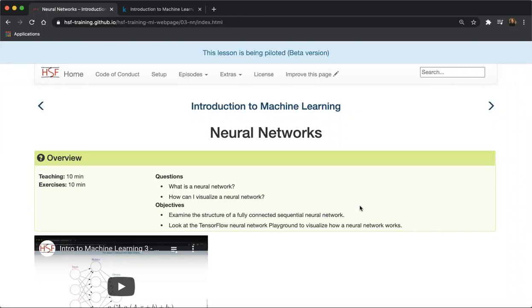We've just discussed in the previous video the mathematical foundations. Now to discuss neural networks. So questions you might have: what is a neural network? How can I visualize a neural network? So we're going to tackle those by examining the structure of a fully connected sequential neural network and look at the TensorFlow neural network playground to visualize.